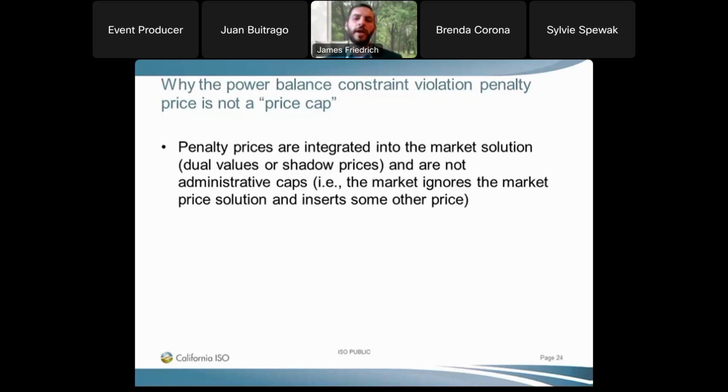Another thing I want to make clear is that, in this concept of surplus variables, all these surplus variables have an associated penalty price, which are administrative prices. What that means is that it's the CAISO or the market participants together that pick this value that is integrated into the market solution. It doesn't mean that when the power balance constraint violation occurs, the CAISO is ignoring the market result and inserting its own price. Part of the reason to have this discussion about surplus variables is that these penalty prices are integrated into the solution, and they're actually outputs from the market solution, and not CAISO going back into the solution and adding its own price. So it's a small but important point.